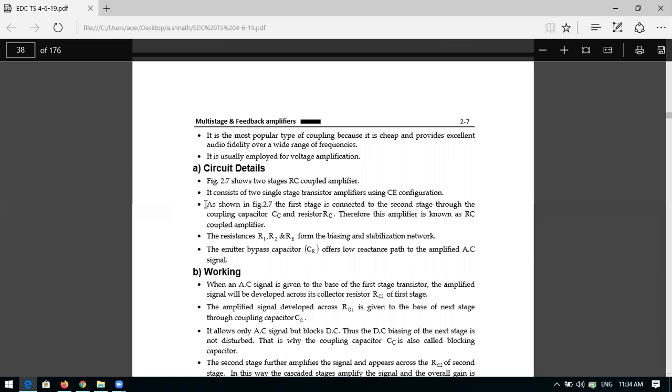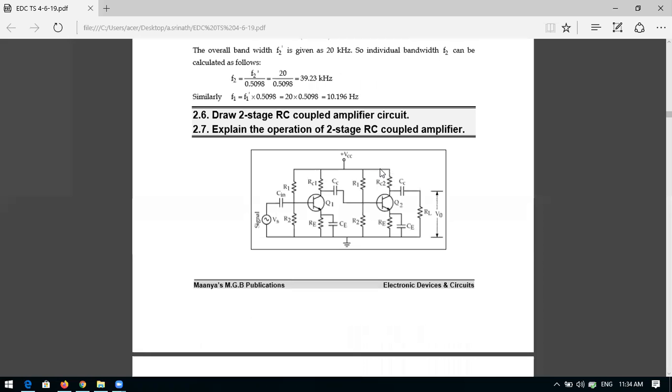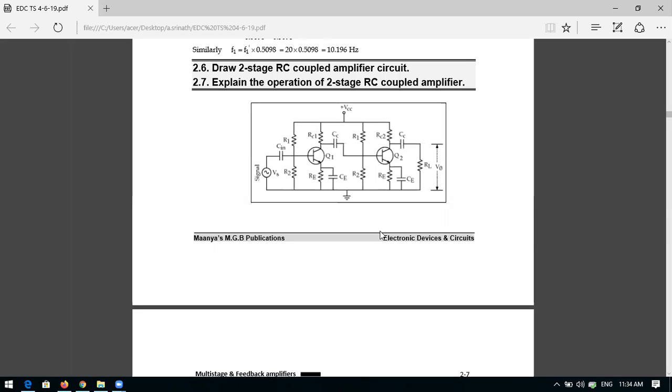See here, what is the purpose of the coupling capacitors? Tell me one. It couples one stage to another stage. What is the second purpose? It blocks the DC. Very good. Why is DC coming to the circuit? From VCC, sir. Very good.